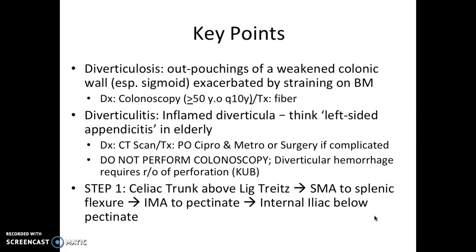Step 1 material, just remember the celiac trunk is all of those epigastric organs, liver, spleen, and stomach. Then the SMA goes all the way to the splenic flexure. At that marginal artery, we transition over to the IMA, which goes all the way to the pectinate line. And below that is supplied by the internal iliac artery.